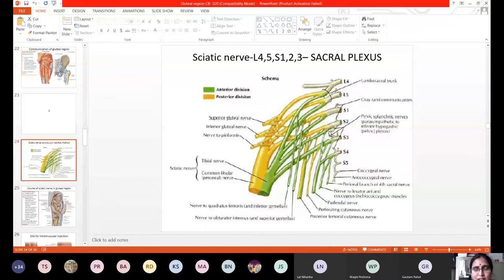You have studied in general anatomy that a spinal nerve is formed by the union of two roots. What are the two roots? One is the ventral root, another is which root? Dorsal root. The dorsal root and ventral root unite to form a spinal nerve. Each spinal nerve of our body divides into a small branch known as the dorsal ramus, and the big branch is known as the ventral ramus.